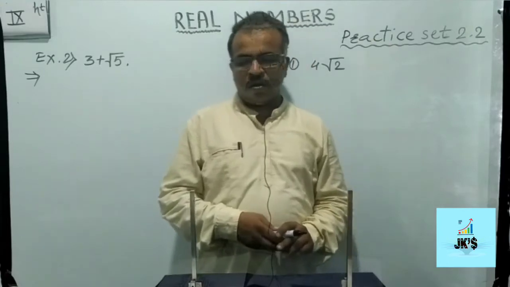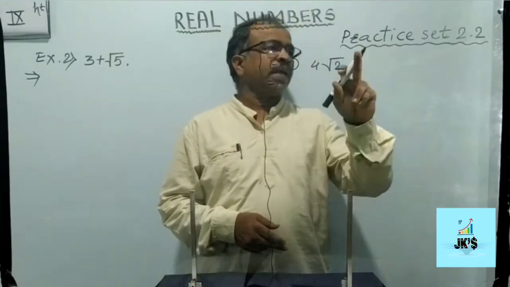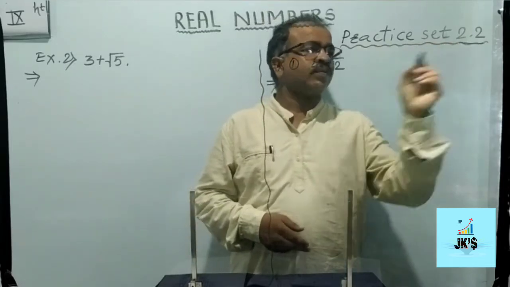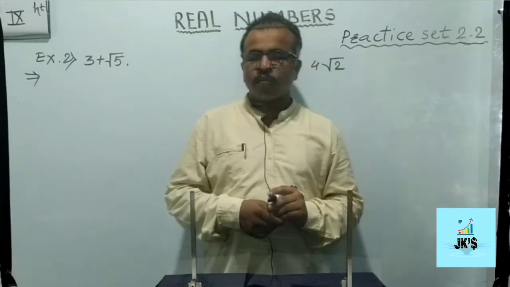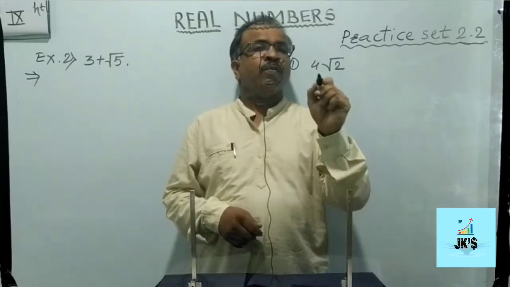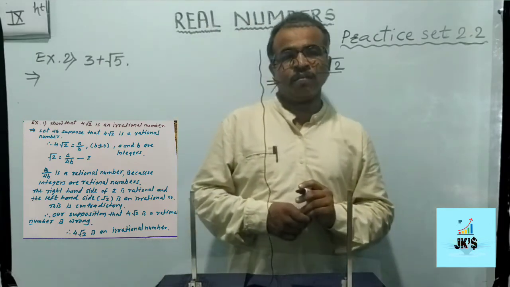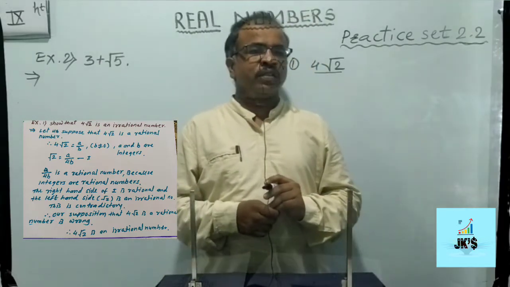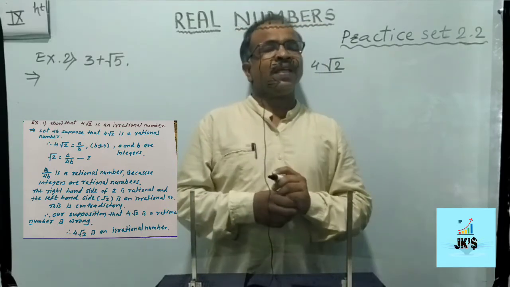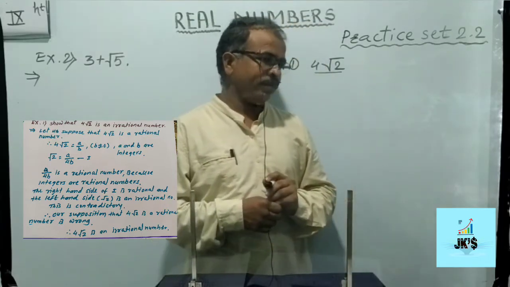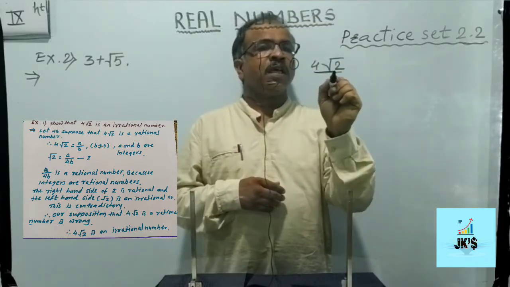So we will take practice set 2.2. The first example, listen properly: show that 4 root 2 is an irrational number. This means we want to prove that this is an irrational number.